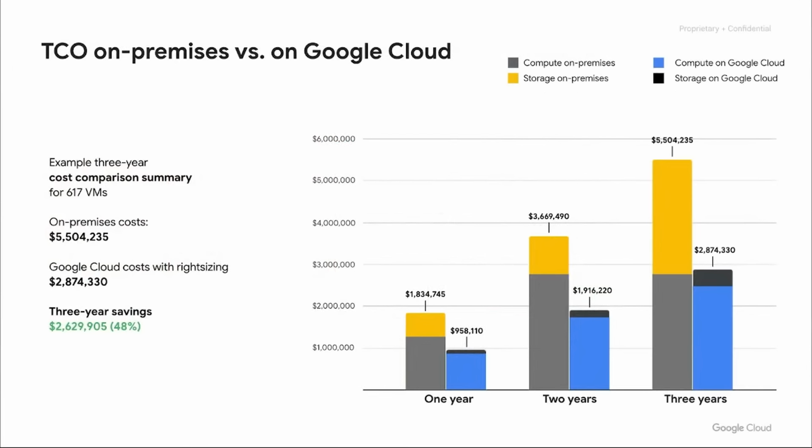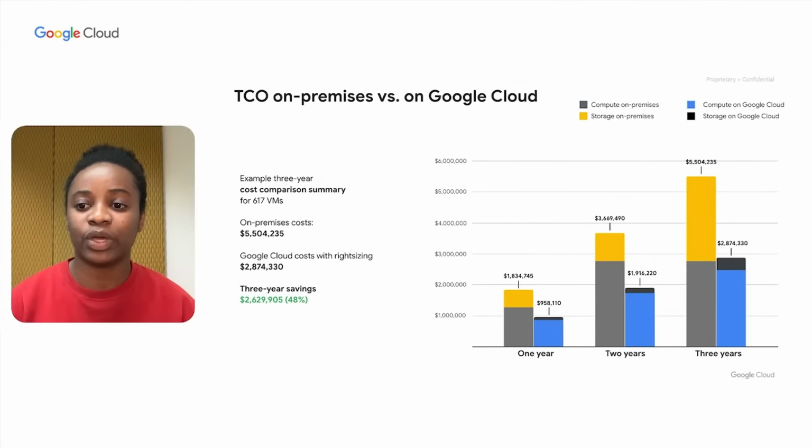If you want an example, we can compare the cost of owning versus using Google Cloud. In gray and blue, we have the compute side. In 3 years, we can see that the blue is still lower than the gray. Because if you spend, let's say, 5 million on premise with 617 VMs, it will only cost you 2 million in Google Cloud. And in 3 years, you will have saved $2 million.